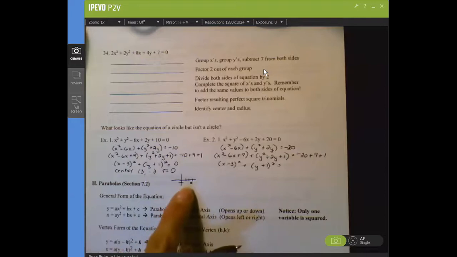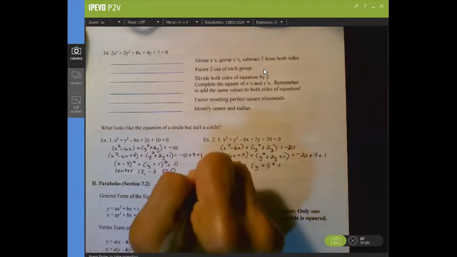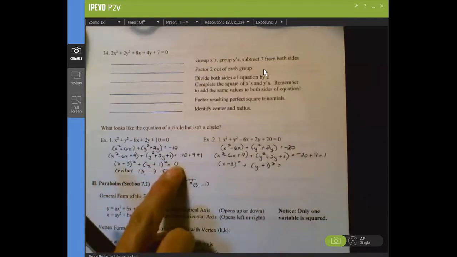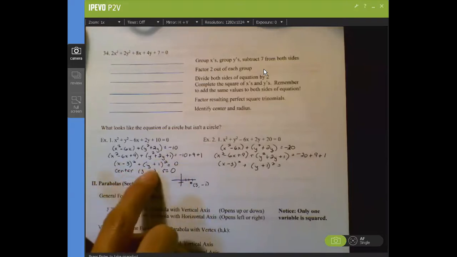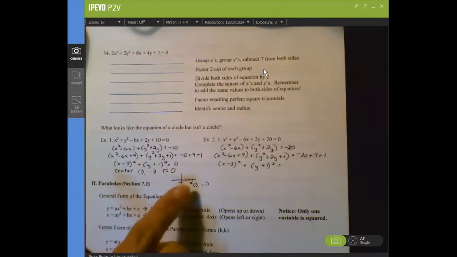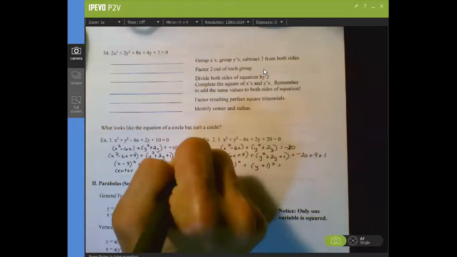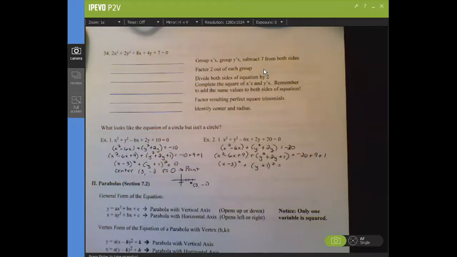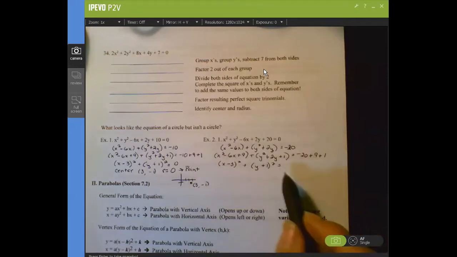but that's the only point in the whole wide world that makes this equation true. You can see if you let x be 3 and y be -1 in that equation, you would have 0 plus 0 equals 0, and that's a true statement. But there's nothing else you could let x and y be that would make this a true statement. So when you get radius is 0, that means you only have a point. And then in example 2, when you complete the square, what do you end up with on the right-hand side?